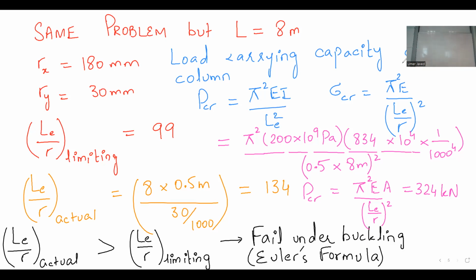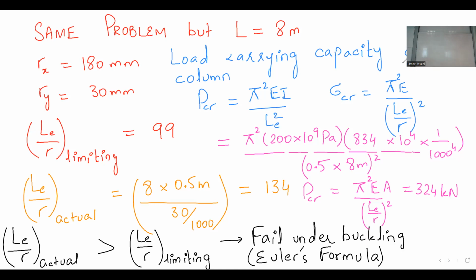My point is, now I took the length of 8 meters. So I changed the problem. I changed the length. When I change the length, everything else remains the same. But my LE over R actual now comes out to be 134. It is definitely greater than 99. It has to fail under buckling. I am allowed to use the Euler's expression.